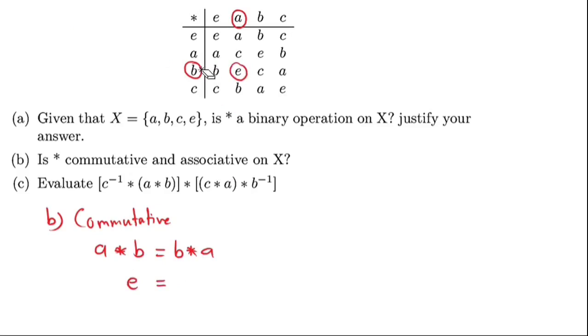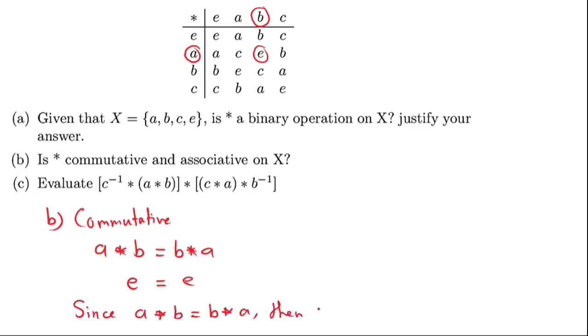On the right hand side, we're finding b star a. In the columns, here's our b and here's our a. What does this give us? e. Also e. So these two are the same. The fact that a star b is equal to b star a means that it is commutative. So I can conclude by saying since a star b is equal to b star a, then star is commutative on the set.